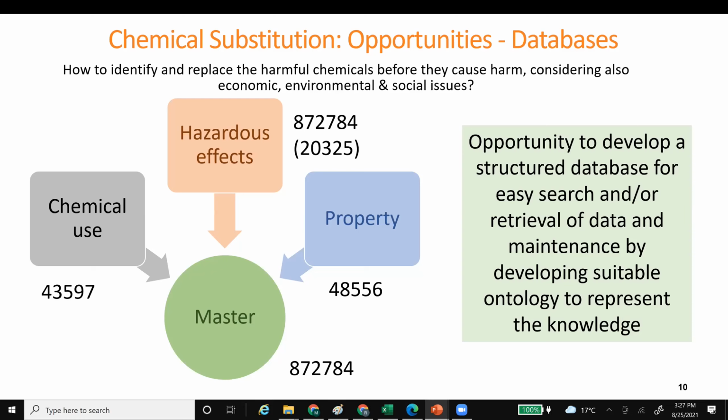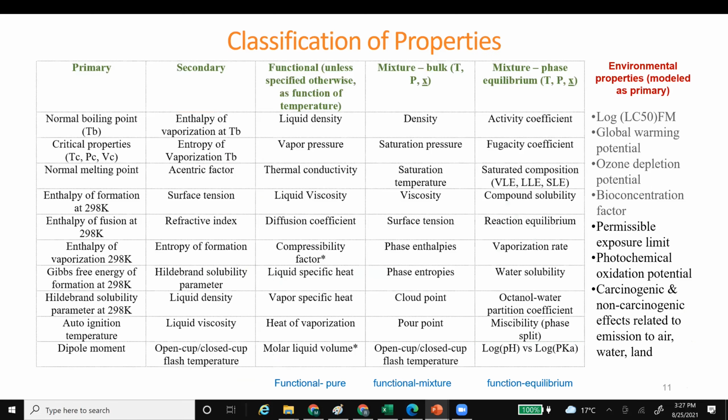And here is an example of the classification of properties and what kind of properties are needed. The first one, in the first column you see on the left, are what we call primary properties. Every molecule has one value of this property, and this value is connected to its molecular structure. As soon as we know the molecular structure, we can calculate this property.